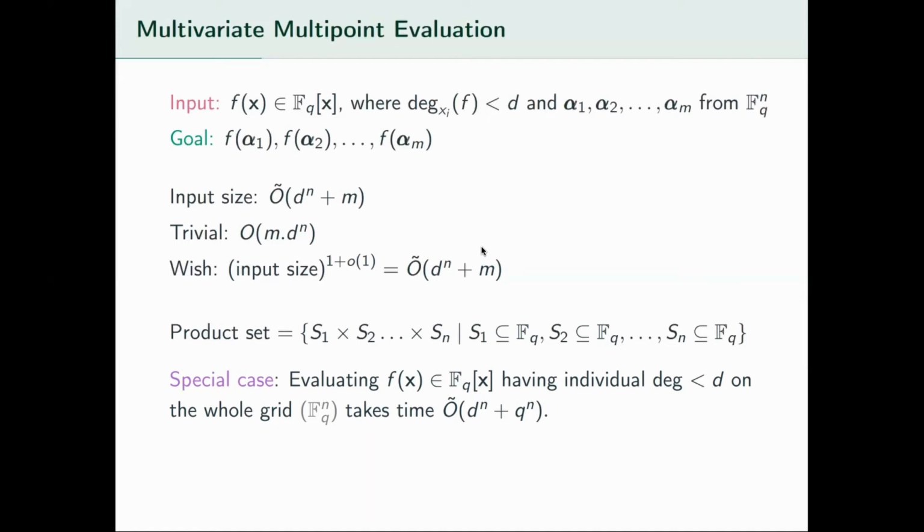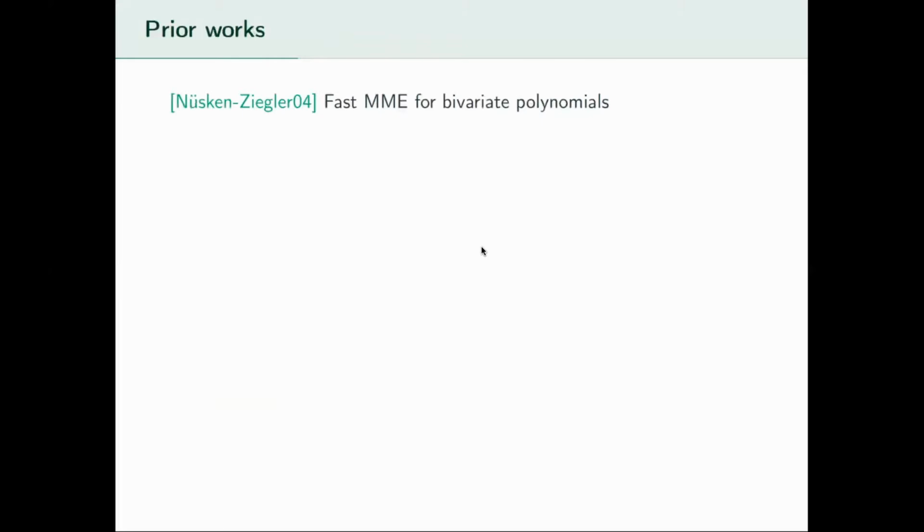But we are not just interested in some structured set of evaluation points. We are interested in arbitrary evaluation points. And what we know about arbitrary evaluation points: up to 2004 we didn't know anything, even for the bivariate setting. In 2004 Nüsken and Ziegler gave a fast multipoint evaluation for bivariate polynomials. They consider a bivariate polynomial where the individual degree is less than d, and there are d squared evaluation points given to you. So the input size becomes order of d squared, and they solve it in order of d to the power 2.667, something like that.